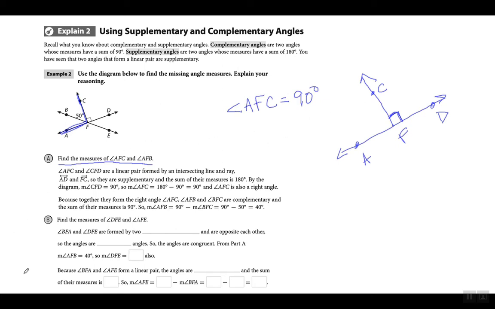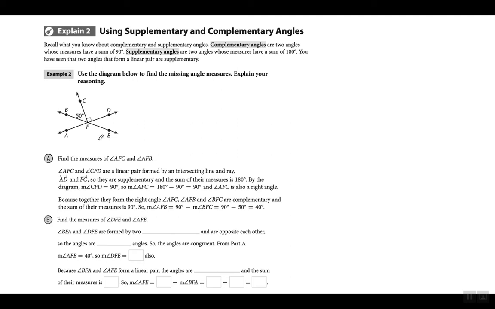What's the measure of angle AFB? AFB. Alright, so remember that answer because I'm going to erase it right now. Alright, AFB. Where is it? Here's AFB. Okay, easy. If I know already that the measure of angle AFC, we already determined that the measure of angle AFC is 90 degrees. That means that this one right here, AFB, has to be 40 degrees.